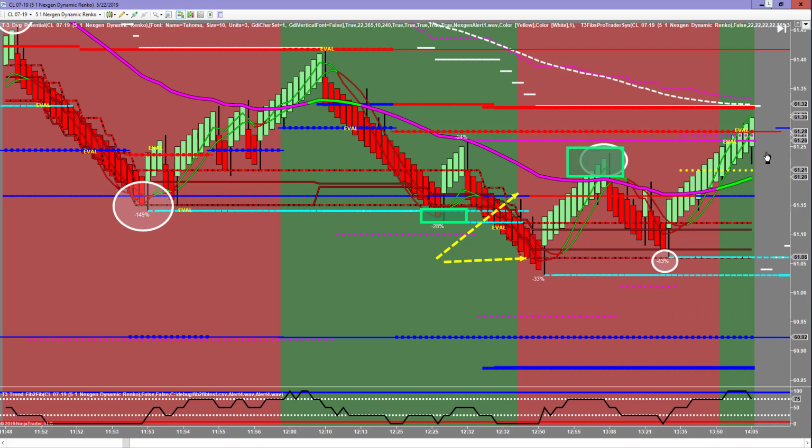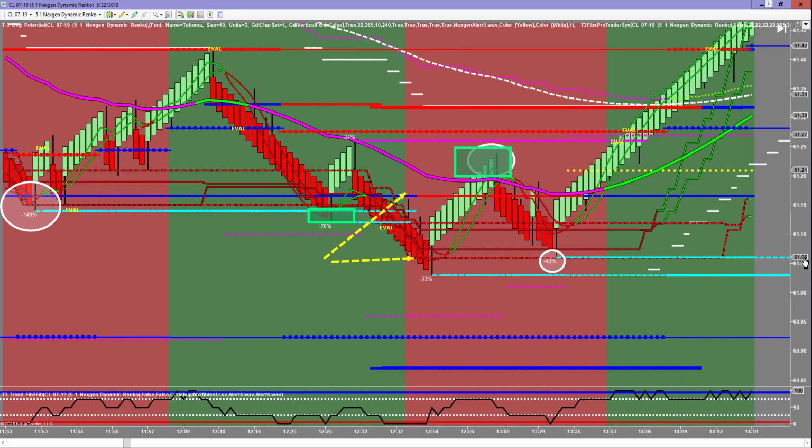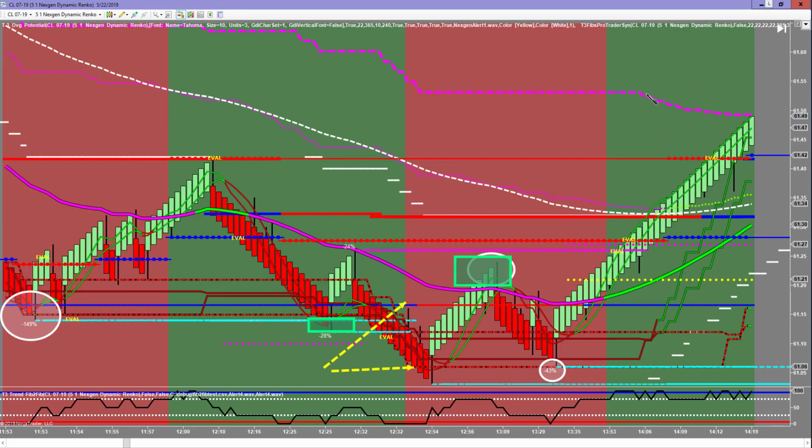Now, they reversed course very clearly, very easily. They're ripping through everything. Agreed? So we have to watch our triggers and watch where we're at, and we'll see what our trade's going to be.